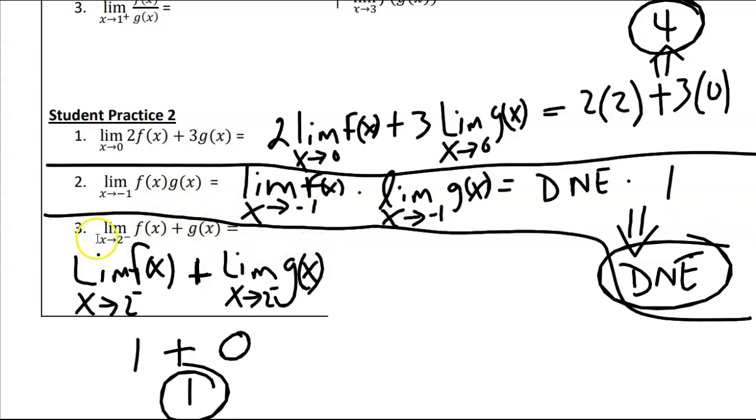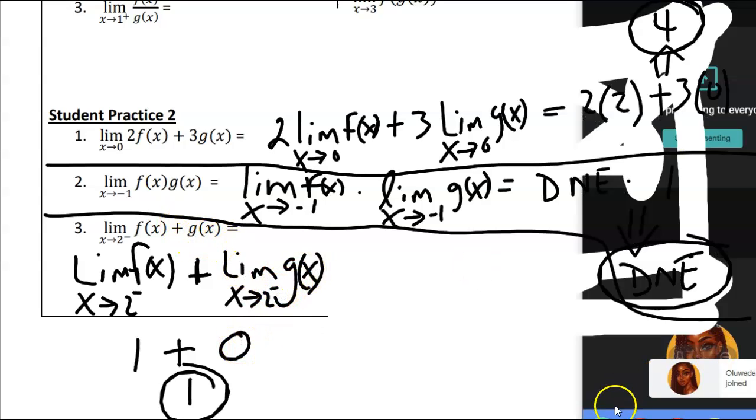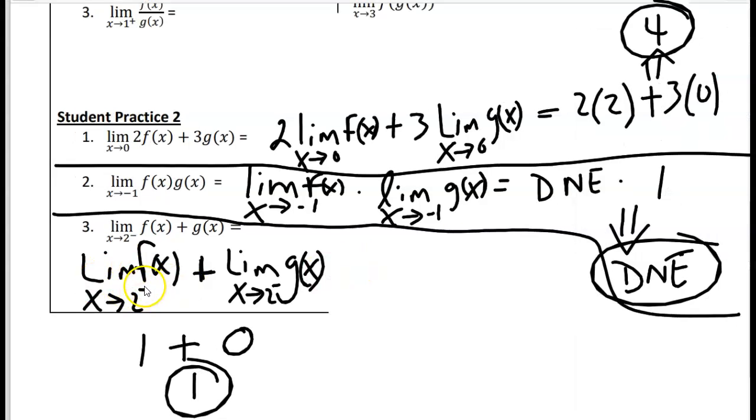Right. Now for number 3, the limit of f as we approach 2 from the left is 1, and the limit of g as we approach 2 from the left is 0. So if you guys had trouble finding the limit of f as x approached 2 from the left, and the same thing for g here, I'll show you how they are 1 and 0.